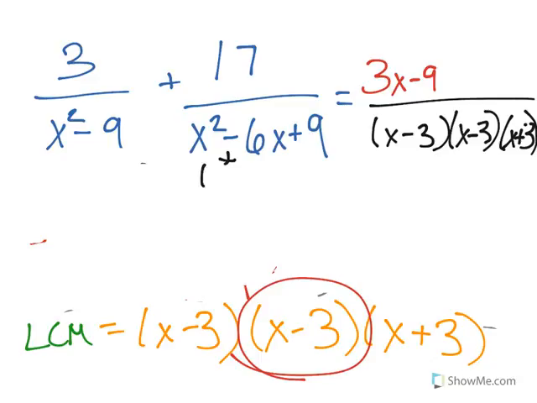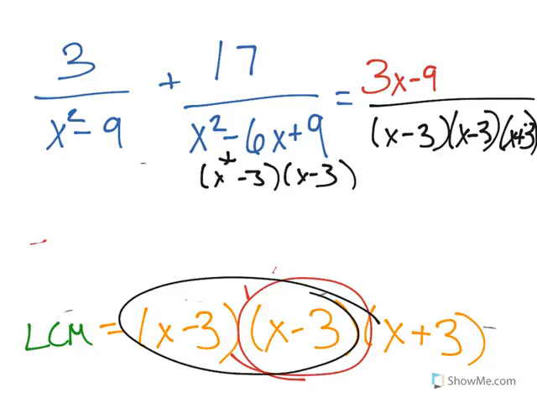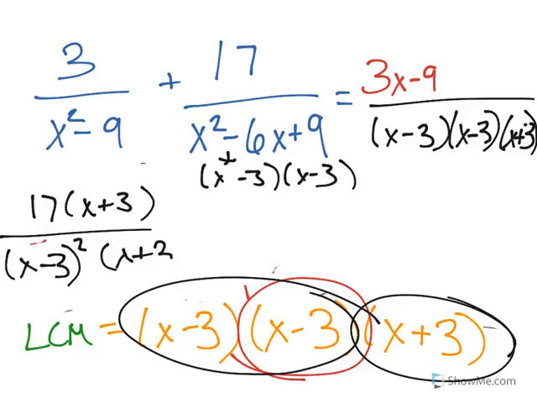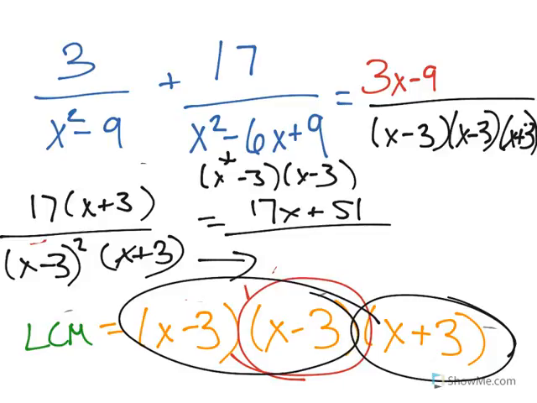So here, this is equal to x minus 3 times x minus 3. So we have these two factors, but we're still missing x plus 3. So we must multiply the numerator and denominator by x plus 3. So x plus 3 right here. And then the denominator is just the LCM. And so this is equal to 17x plus 51, and just the same thing carries on, and so here we can just add 17x plus 51.